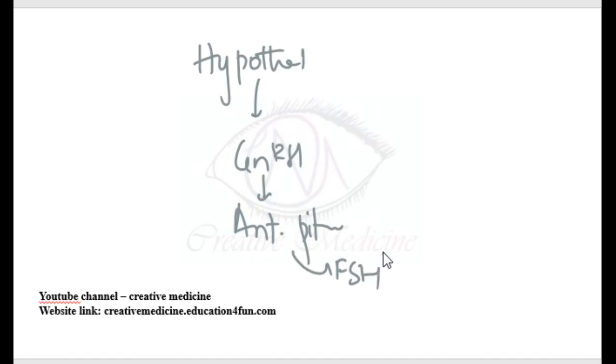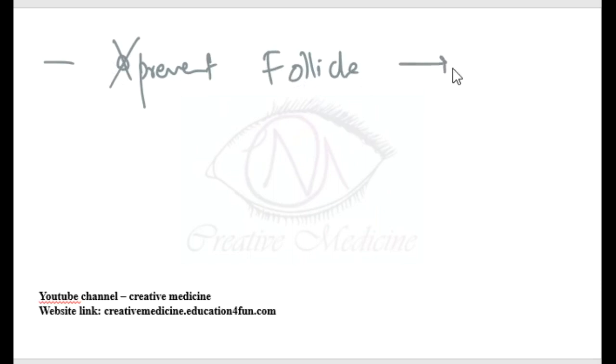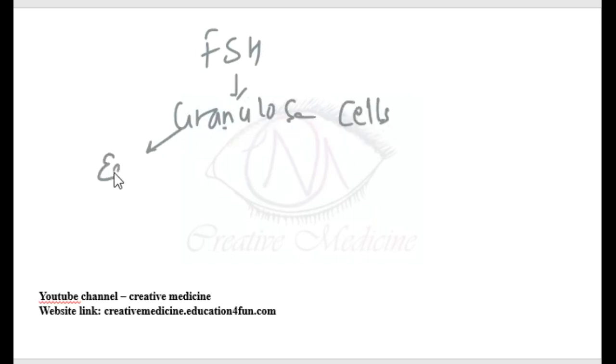Functions of follicle stimulating hormone. Follicular stimulating hormone prevents the follicle from undergoing atresia and it stimulates the follicle. Follicular stimulating hormone acts on granulosa cells and it gives rise to two things: the production of estrogen and inhibin B. Granulosa cells will produce estrogen and inhibin B.